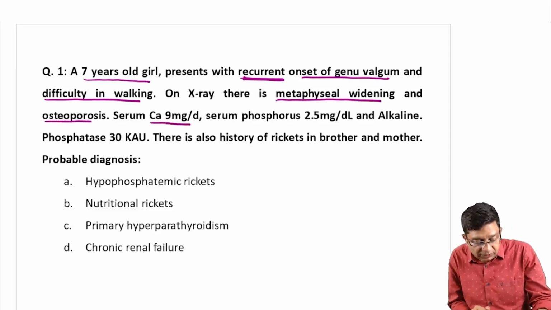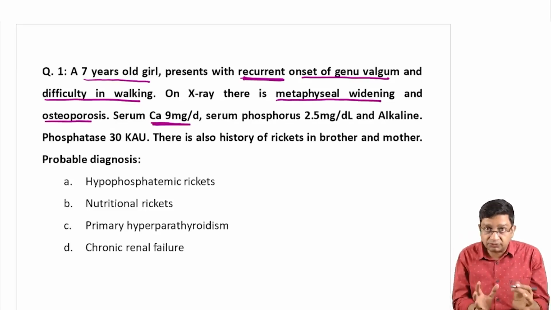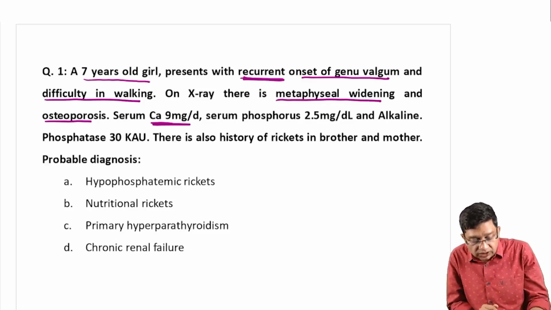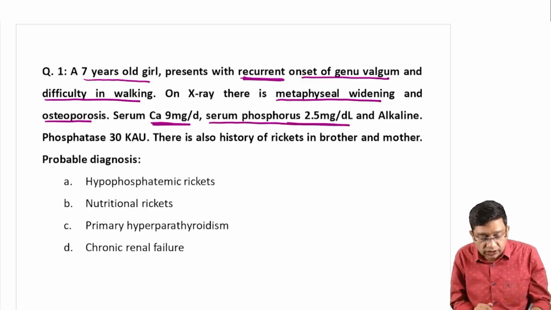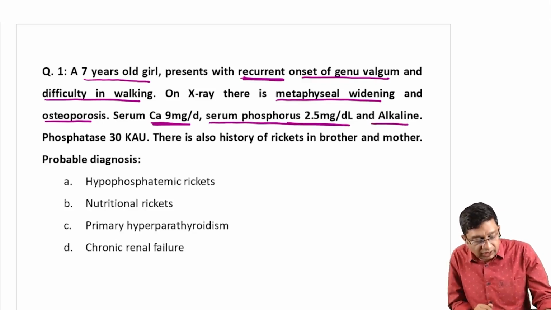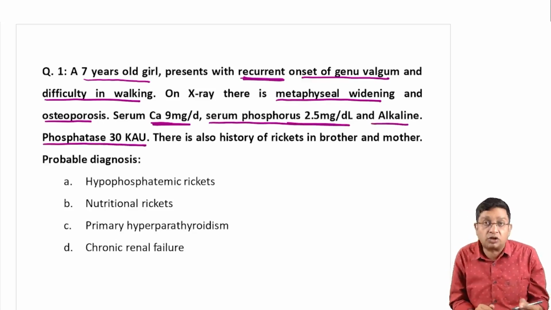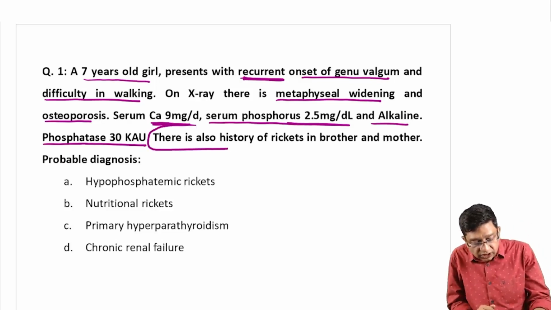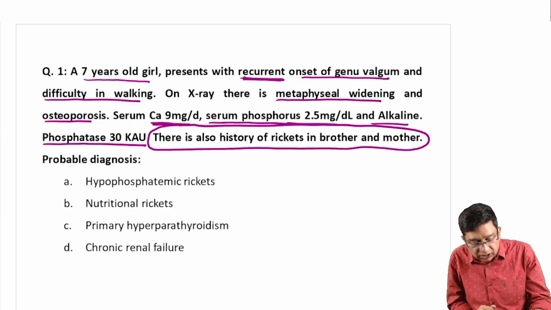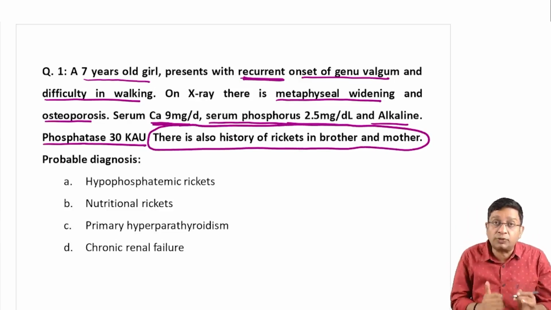The serum calcium is 9.9. 9 to 11 is the normal range, you know. Serum phosphorus is 2.5, which is definitely low. And alkaline phosphatase is 30 King Armstrong units. There is also a history of rickets in the brother and the mother. What is your probable diagnosis?